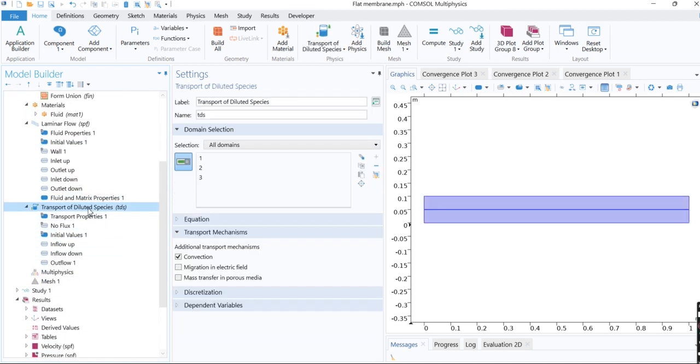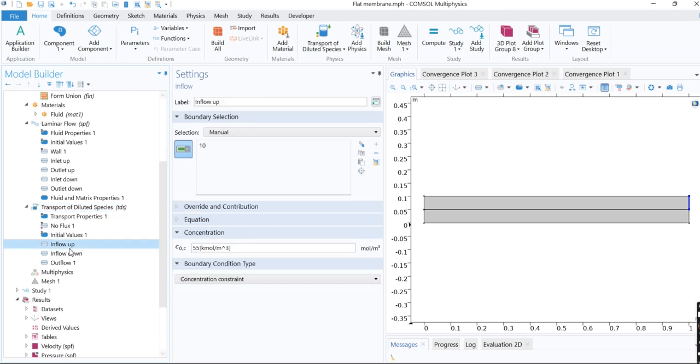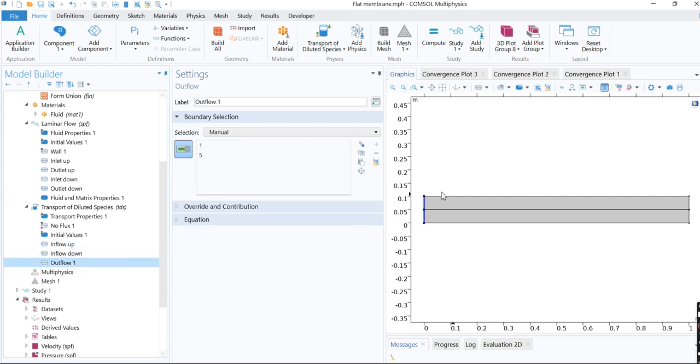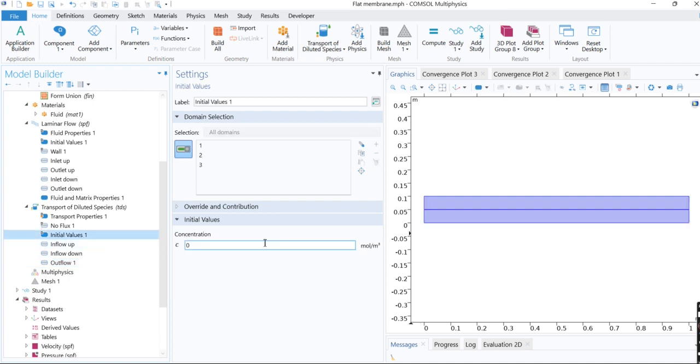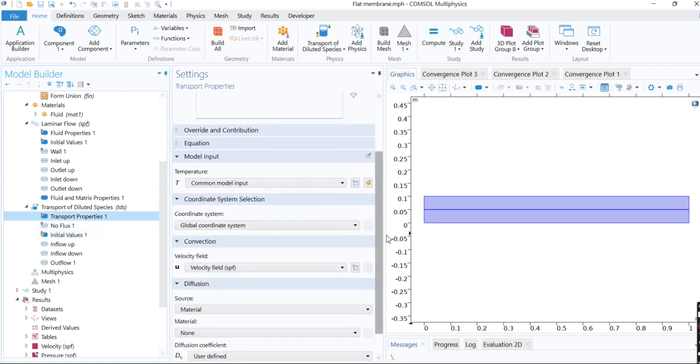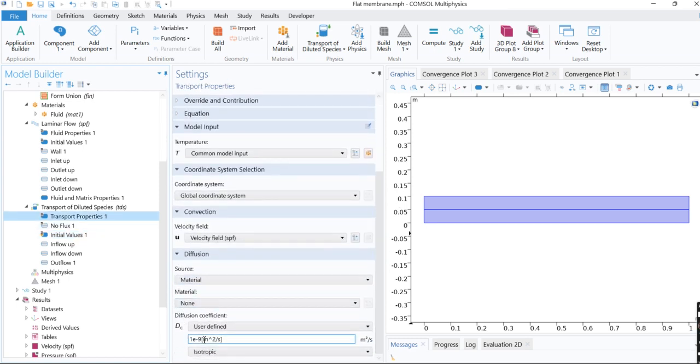Mass transfer of diluted species is considered in this regard. So we have a specific concentration of C0 equal to 55 kmol per cubic meter. And there is an inlet here, and we have the outlet here. Here, as you can see, the initial condition. And the transport properties of the system are defined like this.